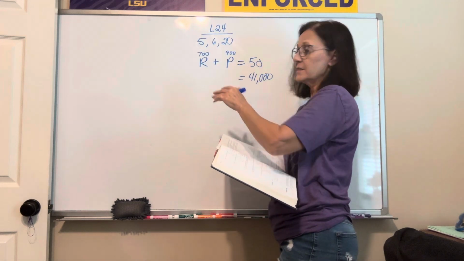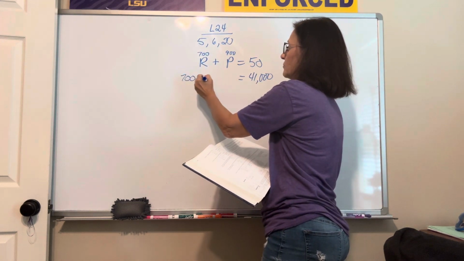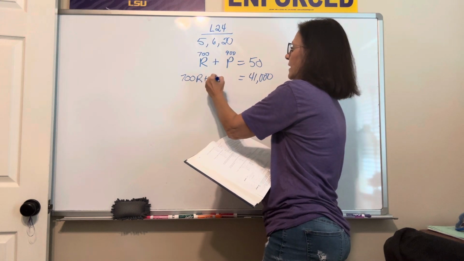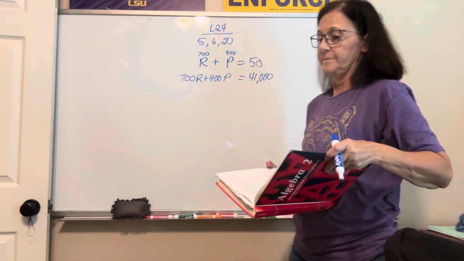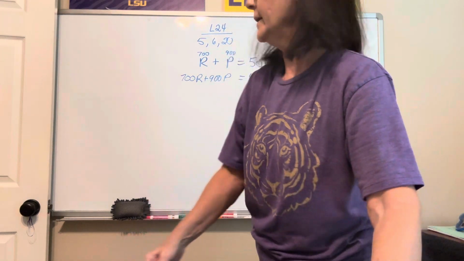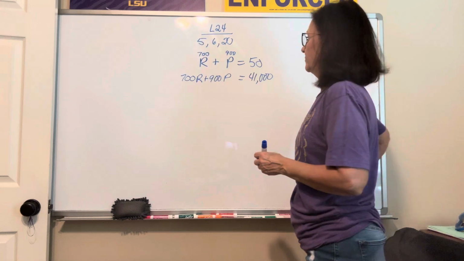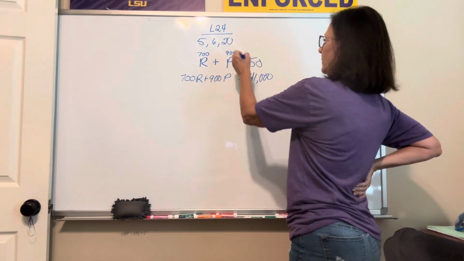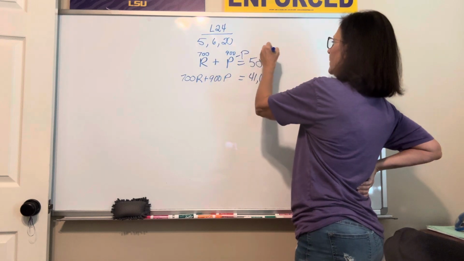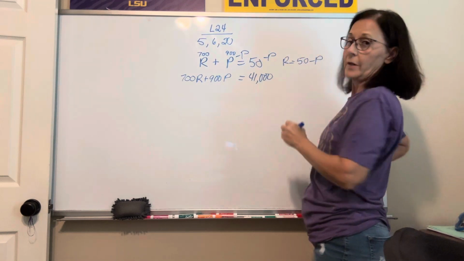All right, so this is the how many now. This is the how much. 700 times raisins, 900 times plums equals 41,000. All right. I am going to use substitution, even though I don't normally use that, but I'm going to. So I'm going to subtract P on both sides and say that raisins is 50 minus plums.